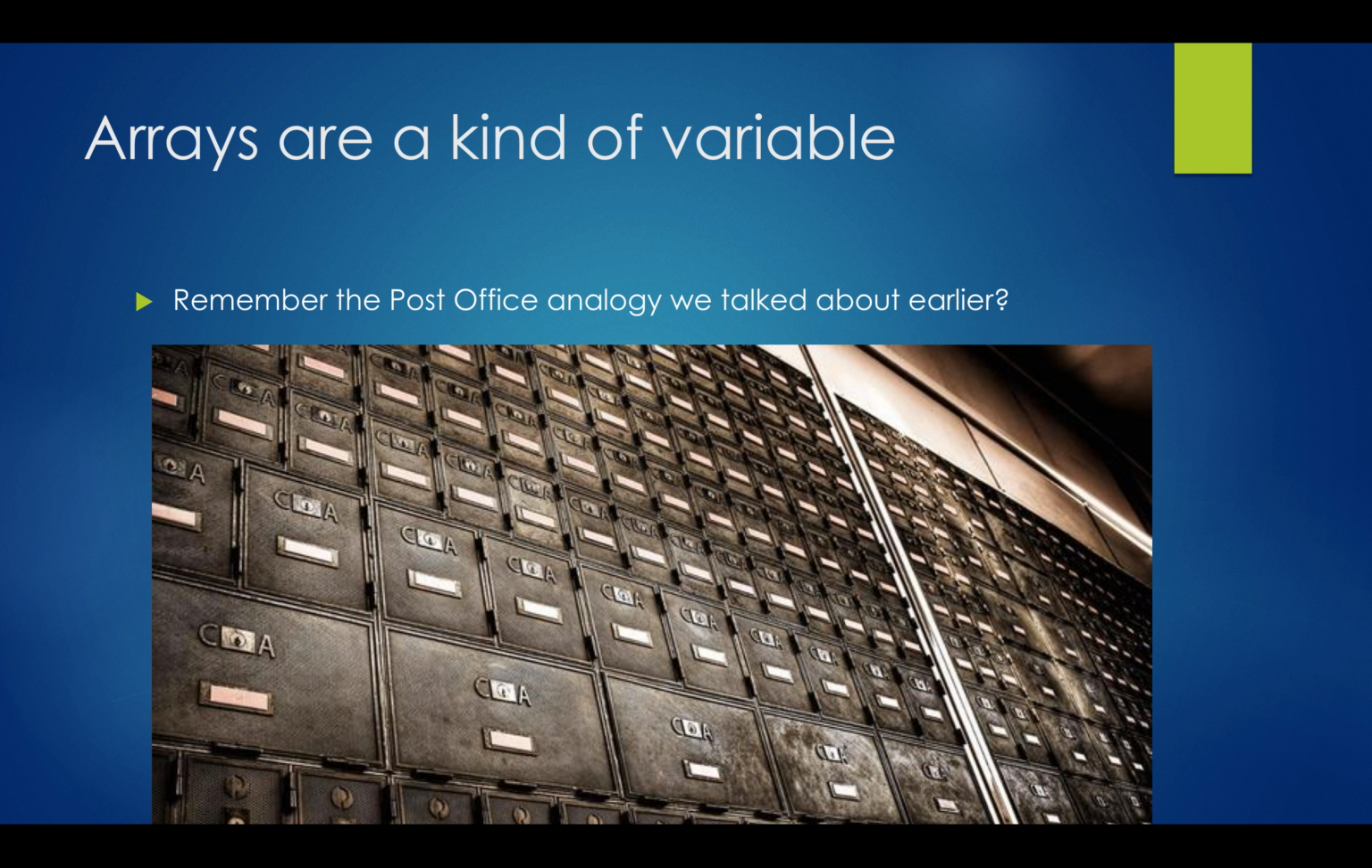So arrays, we've been talking about variables, and arrays are a type of variable. If you go back to the post office analogy I talked about last week, and I think we brought up in week 1 and 2, you'll see that variables have different sizes and types. They have a name on the front, and when you use the key and you open it up, there's a value or something inside of it. An array is simply a group of contiguous or inline variables.